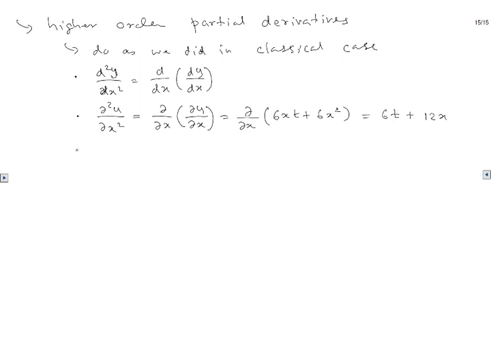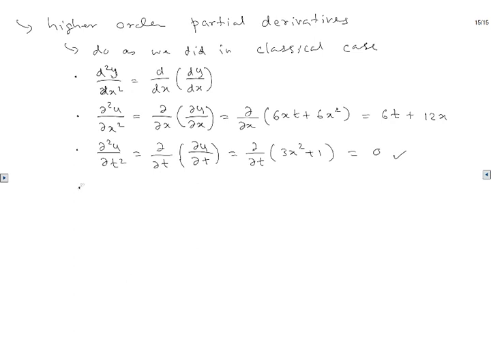So how about ∂²u/∂t²? It is as before: ∂/∂t of ∂u/∂t. ∂u/∂t is 3x squared plus 1. We take the derivative with respect to t, but x is a constant, so this is simply a constant. You get 0. Surprising, but you get 0 because it's a partial derivative with respect to t.